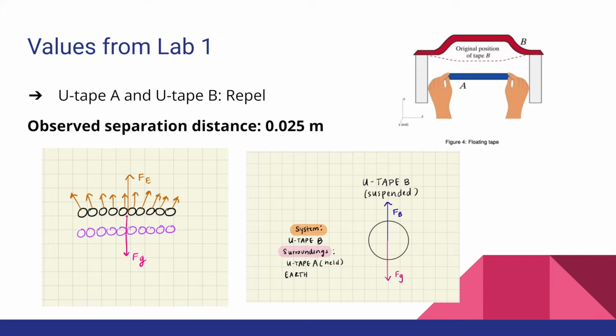On the bottom right, we can see the original free body diagram from Lab 1, where we modeled tape A as a single point charge, and we can see that the force from tape A and the force from gravity are equal but opposite. On the left, we can see the updated free body diagram where we model tape A as 10 equally distributed segments, and each segment of the tape exerts a force onto tape B. When we sum up the forces from each of these segments, we get a force in the positive y direction.